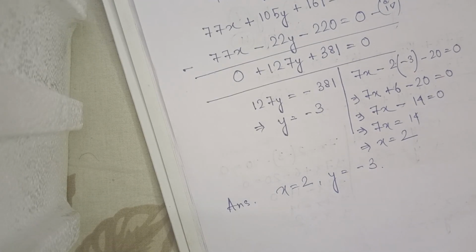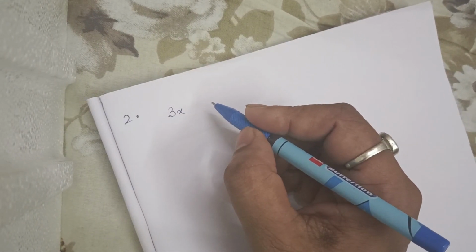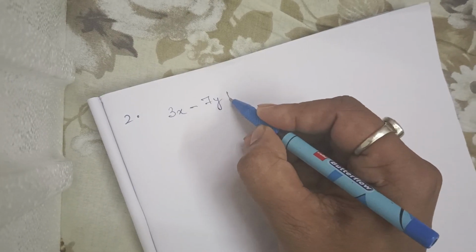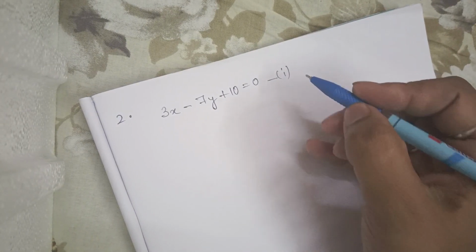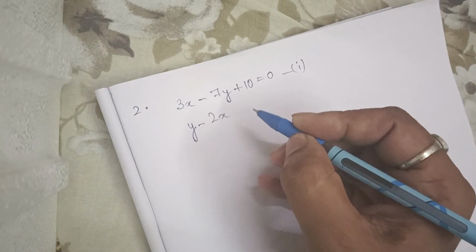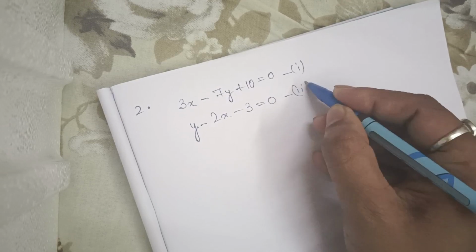So now we can shift to the next sum. So we'll begin with the second sum. The second sum is 3x minus 7y plus 10 equals to 0. We'll name it as 1. Y minus 2x minus 3 equals to 0. We'll name it as equation 2.